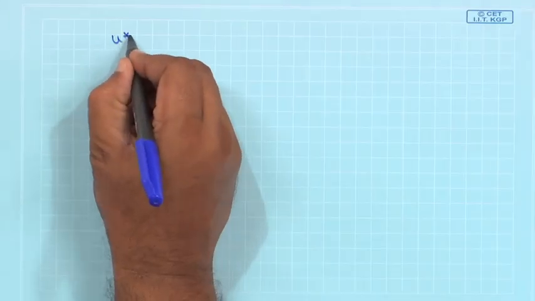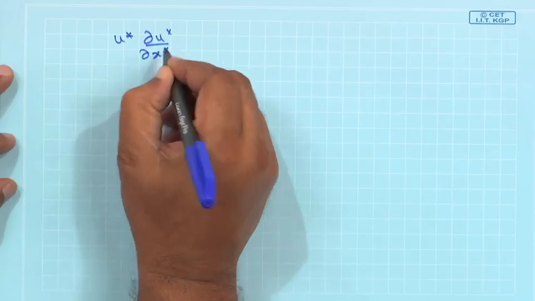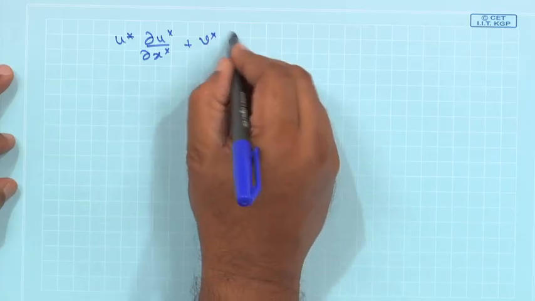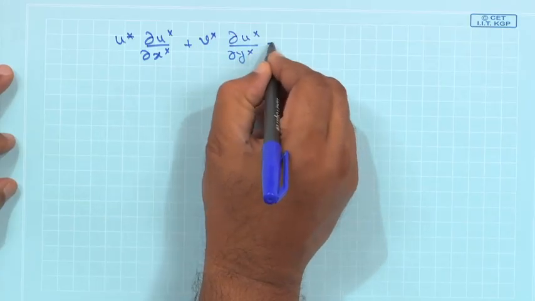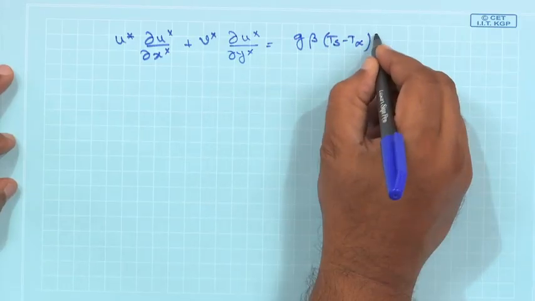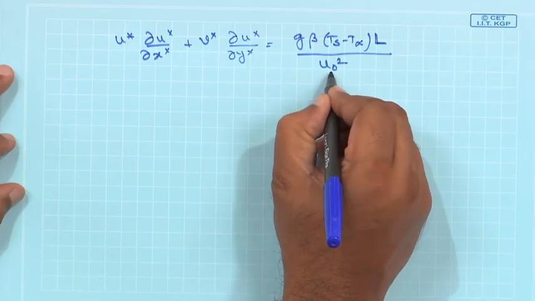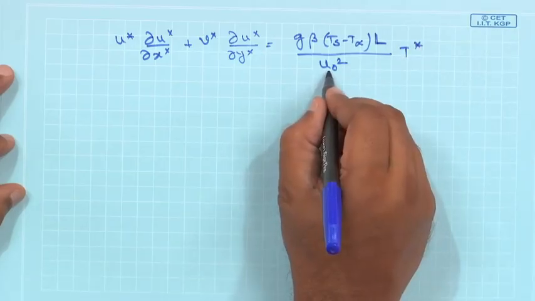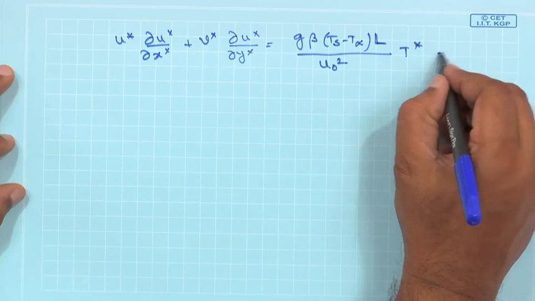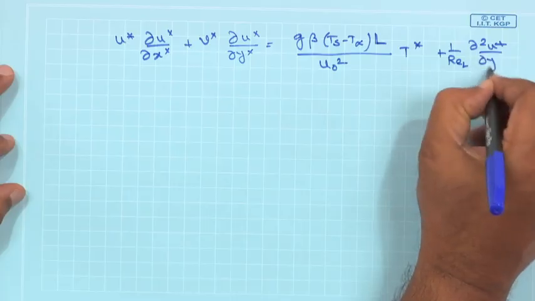So, I will directly proceed to writing the dimensionless form of the equation and see what other information we would get out of this. The dimensionless form of the equation is written as u star, which is the dimensionless velocity, del u star by del x star, the dimensionless distance, plus v star del u star by del y star, also equal to g beta (T s minus T infinity) times L. This is the length scale that I was talking about. U naught square is the reference velocity, yet to be determined. T star is the dimensionless temperature, plus 1 by Re L del square u star by del y star square.